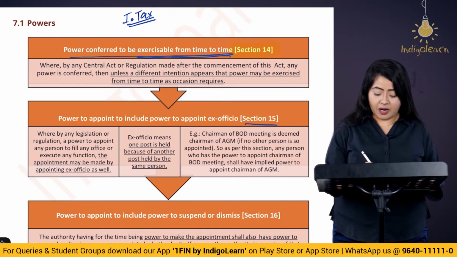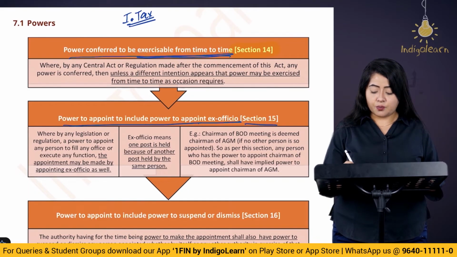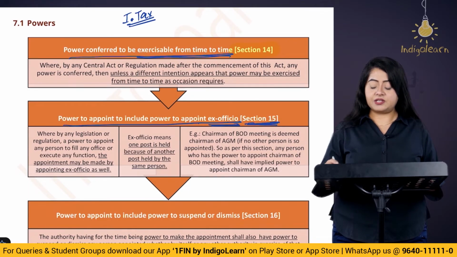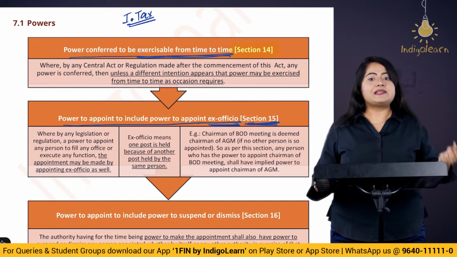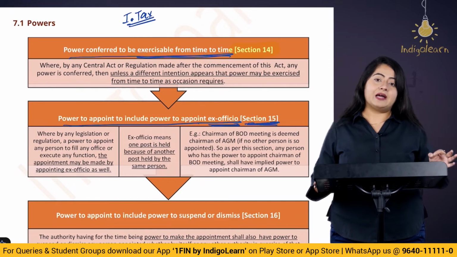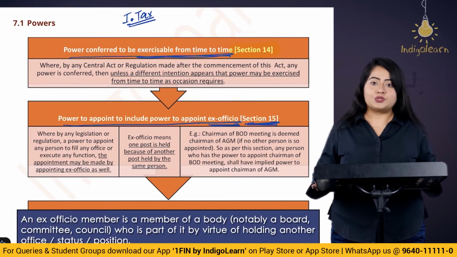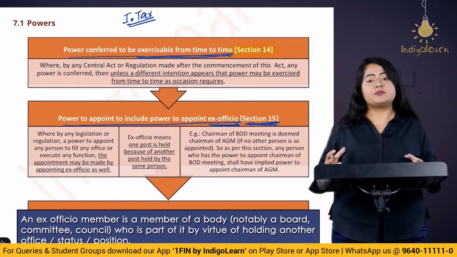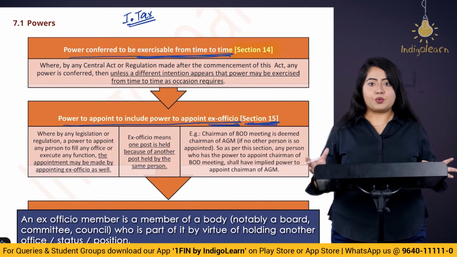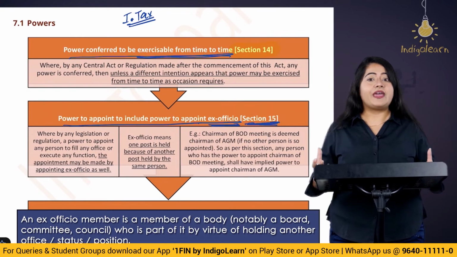The next section is power to appoint, to include the power to appoint an ex officio. This is given in section number 15. Now, this section basically says that if in a particular statute the power is given to appoint somebody, then the appointment can be done with respect to ex officio also. So that means an ex officio can also be appointed if the power is bestowed by the statute to appoint someone. Now, what is exactly the meaning of ex officio?